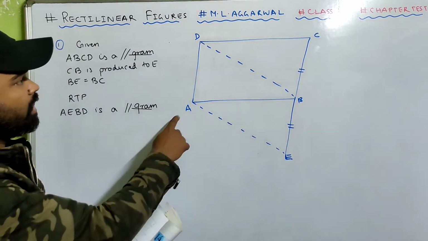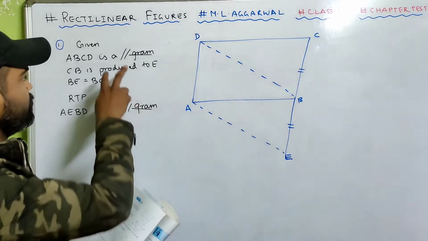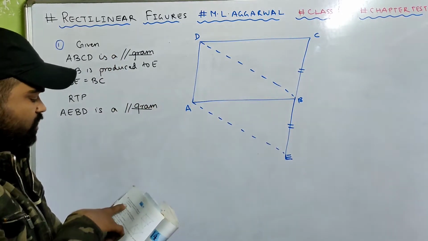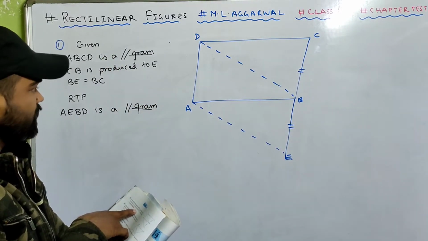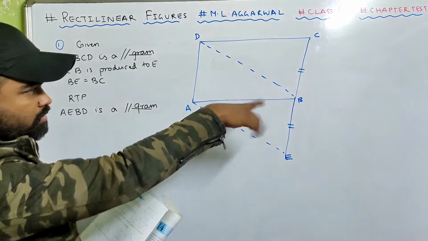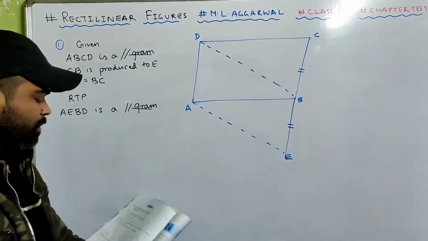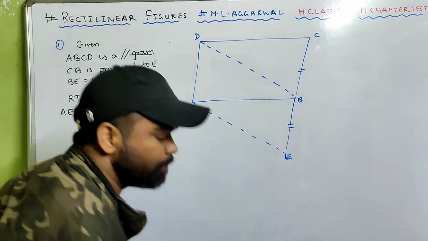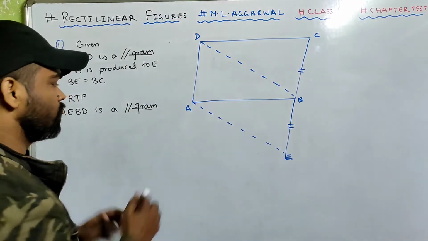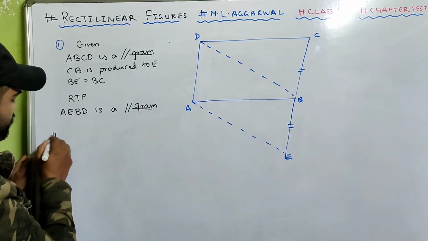In the adjoining figure, ABCD is a parallelogram, that is given to us. CB is produced to E such that BE is equal to BC. You can see the figure. Prove that, what is required to prove? AEBD is a parallelogram. Very easy. Look over here. We know one thing.